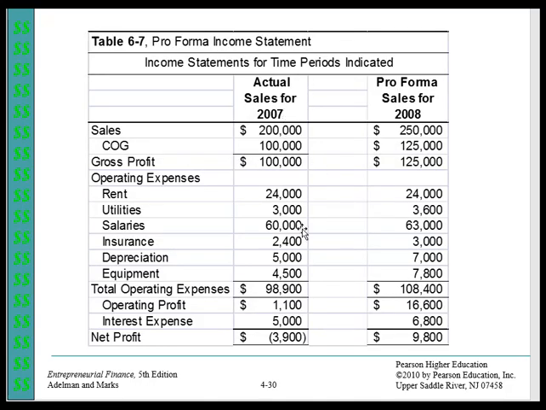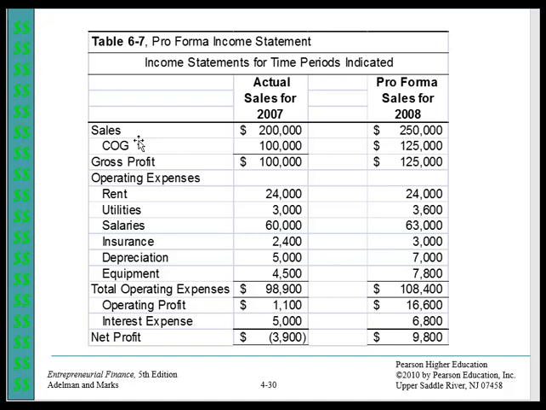This is the actual numbers for 2007. And then we're going to use that information. In this case, it looks like about a 25% increase in sales. How does that affect the income statement? So you see we went from net profit of negative $3,900. Next year we should see profit of about $9,800. What's going to happen to cost of goods sold? It increases. What happens to rent? That stayed the same. Utilities will go up a little bit. Salaries will go up a little. So all of these line items are related to sales.